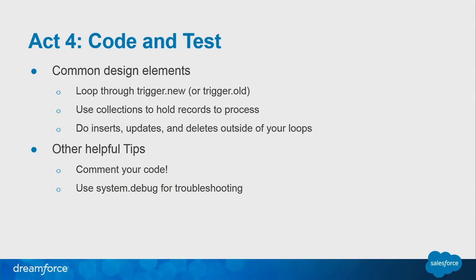Here's some of the key things we talked about. In the majority of triggers, you'll be looping through trigger.new or trigger.old. Use collections to hold records you're going to process. Do your inserts, updates, and deletes outside of the loops. Be sure to comment your code, and you can use system.debug and the debug log to see what's happening when your code runs. Thanks, Ashima. This has been super helpful.